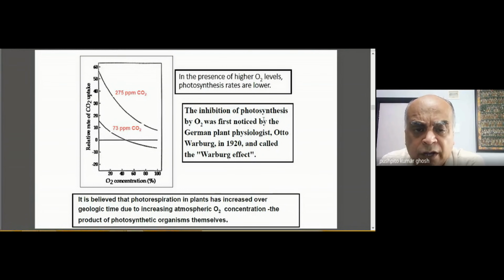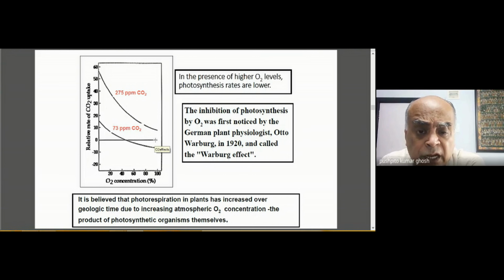And what it means is that you can see, if in a plant, especially the dark portion where the dark reactions take place, there is too much oxygen, then for a fixed amount of CO2, if I started with a fixed amount and maintained it at 275 ppm CO2, the relative rate of photosynthesis would be much lower when the oxygen increases. And this is true at different levels of CO2.